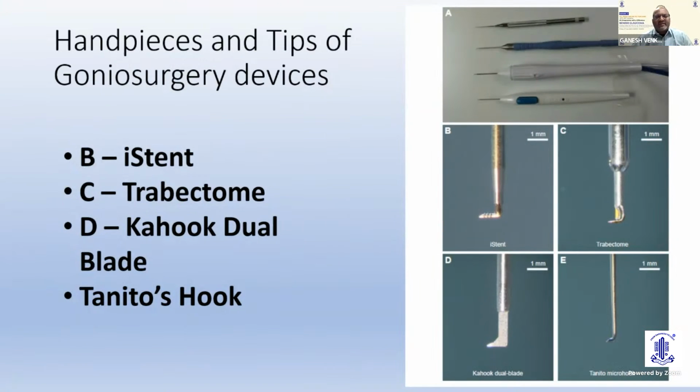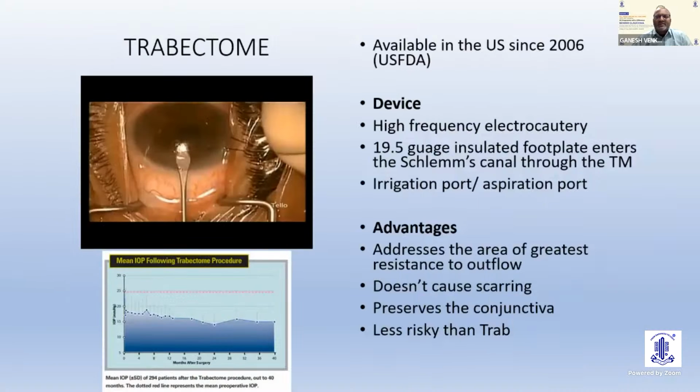There are numerous others; these are some examples of the hand pieces of the gonio surgery devices. I discussed the iStent. Now next we will go into the trabectome, which is US FDA approved since 2006.